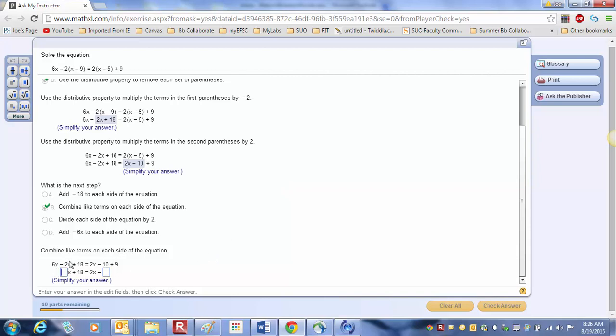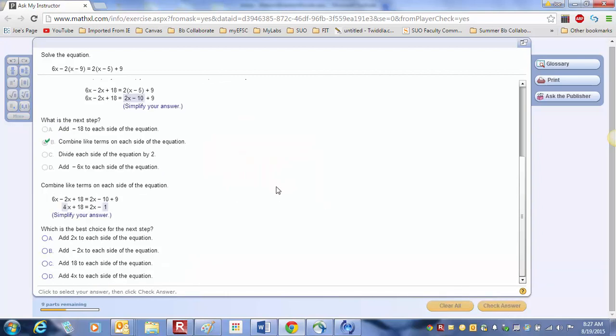Okay, now let's combine like terms. What is 6x minus 2x? And that's 4x. They already have the x. Okay, now what is negative 10 plus 9? That's a negative 1, because we have more negative than positive. We subtract, 10 minus 9 is 1, and we add a negative sign because 10 is more negative. Let's check. Alright, so far.